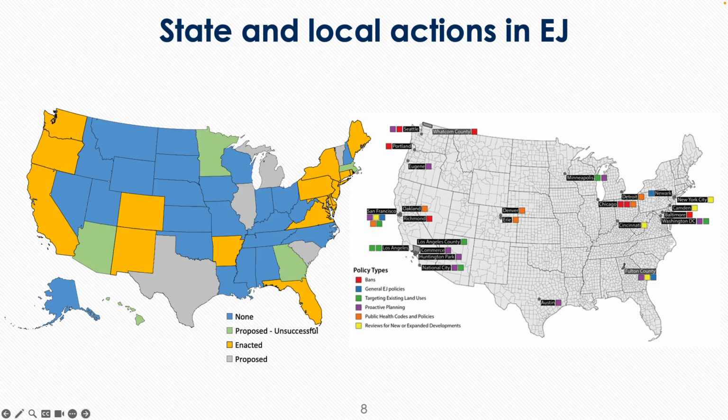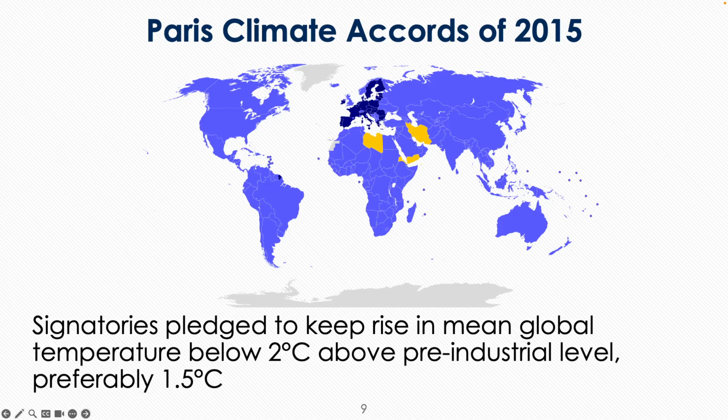So let's talk about climate, going back to our broader example. Actually, technically, you can change the color here. So blue are countries who signed on to the climate accords. The EU is a little different, it's a region signing on to the accords. I guess technically the U.S. is yellow now because we left the accords in this current administration. So the idea is that signatories pledge to keep the rise in mean global temperature below 2 degrees Celsius above pre-industrial levels, and preferably 1.5 degrees Celsius.